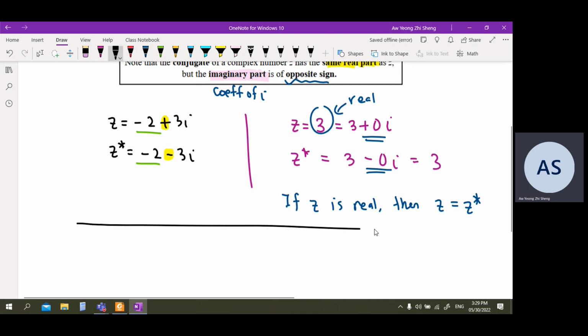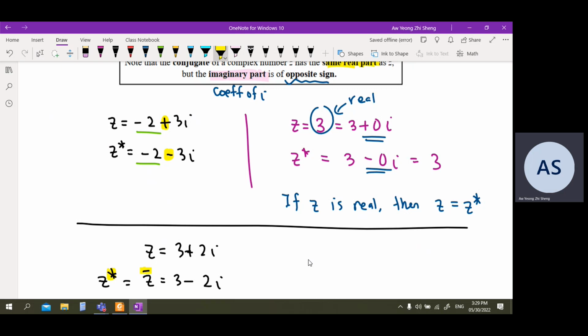But if you refer to some online resources or some other books, there's an alternative notation for conjugate. If Z is 3 plus 2i, then Z bar is 3 minus 2i. But Z bar is just an alternative notation for Z star. In our syllabus, we will stick to using star. If you refer to online resources, when you see a bar, a horizontal line above the Z, it means the same as star.